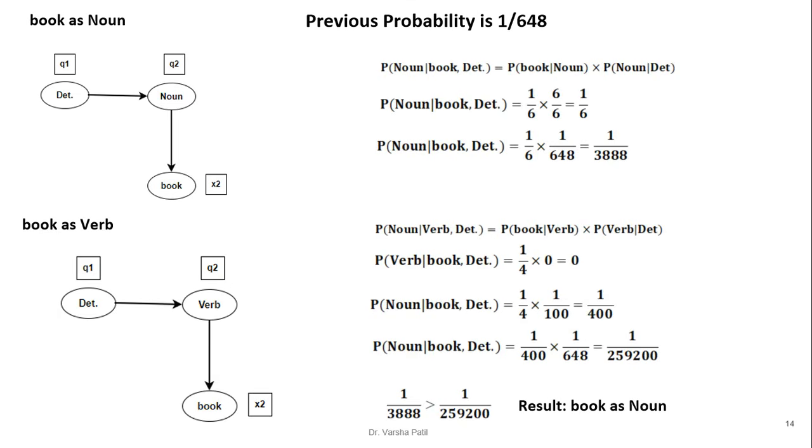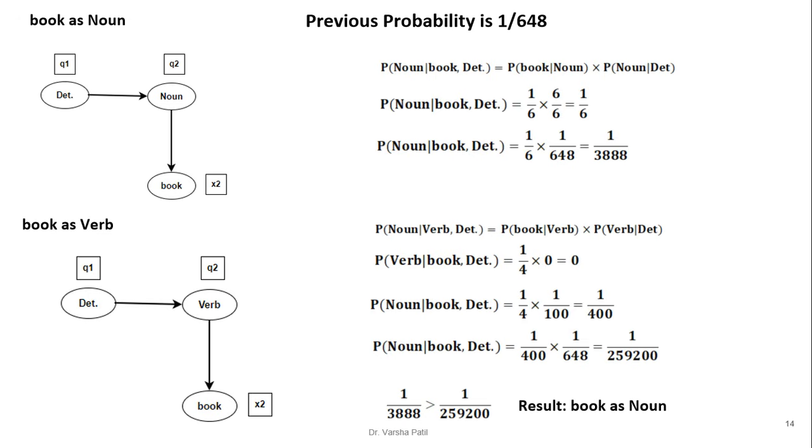Now for the last word there is ambiguity, book as a noun and book as a verb. So we will write down the two diagrams, and we first calculate for the noun and after that we will calculate for the verb. Now here again 0 is coming, so we again use the smoothing operation, and we require to multiply with the previous probability answer. So after that previous probability multiplication, for noun we are getting the value 1 by 3888, and for verb we are getting a very small number, that is 1 divided by 259200. Now obviously 1 by 3888 is greater than 1 divided by 259200. So our result is book as a noun.